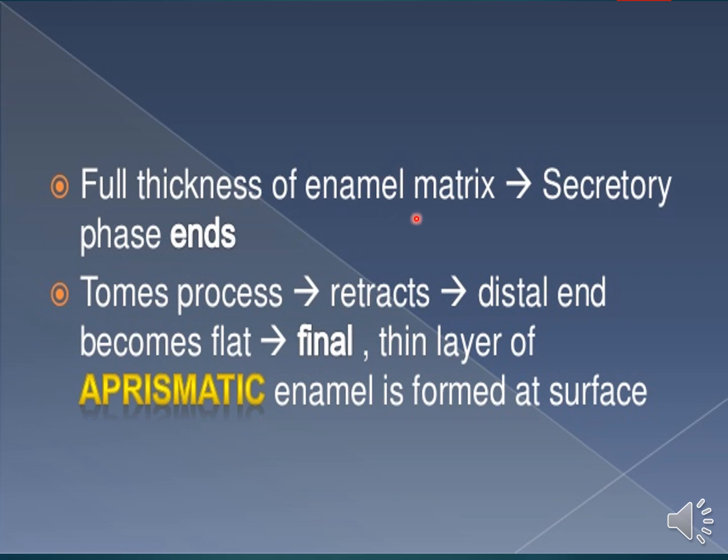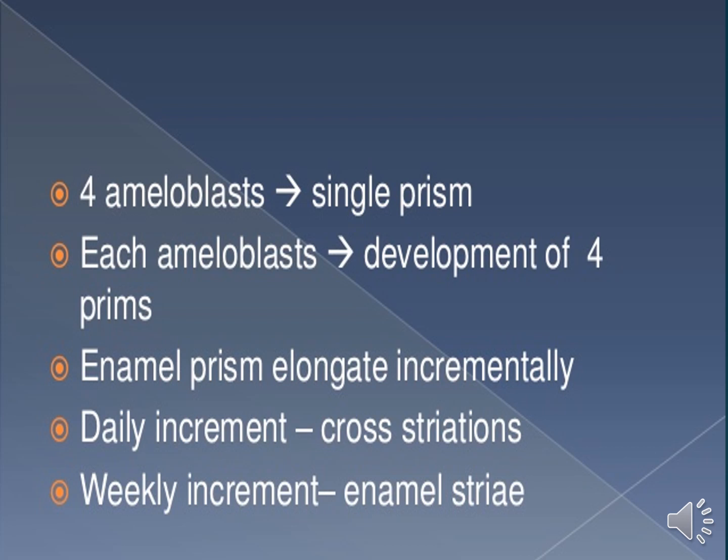Once the full thickness of matrix is formed, the secretory phase ends. As I said, the Tomes process retracts and the distal end becomes flat. So there will be an aprismatic enamel on the surface of the formed enamel. Thereby four ameloblasts contribute to a single enamel rod or prism, and each ameloblast helps in the development of four prisms. Each prism elongates incrementally. The daily increment we call cross striation, and the weekly increment results in the enamel striae, which we call the striae of Retzius or the incremental line of Retzius.